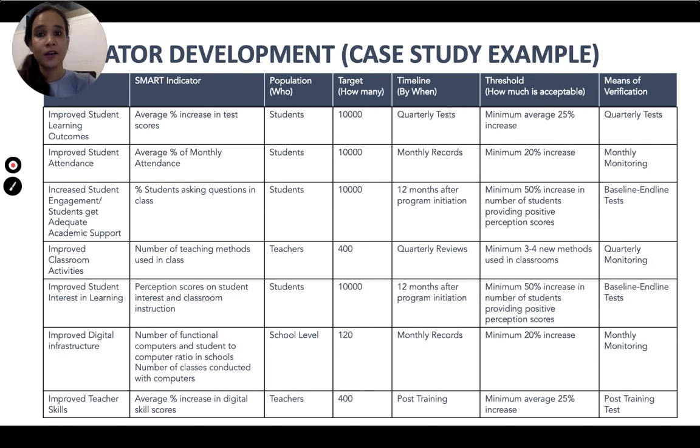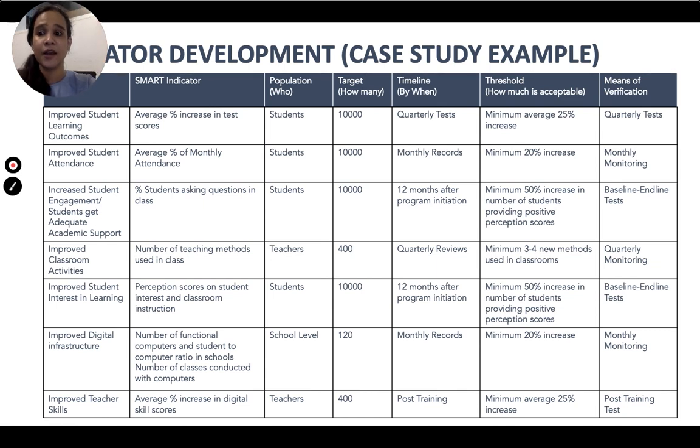If again you look at the next outcome, which is improved student attendance, we say average percentage of monthly attendance for 10,000 students. We're going to be looking at it every month on monthly records, and we need to see a minimum 20% increase. Now, how thresholds help us is they really signal that the program is not effective enough in reaching these objectives. And later on, this data can also be used to bring in some causality for how the program has impacted test scores or monthly attendance.